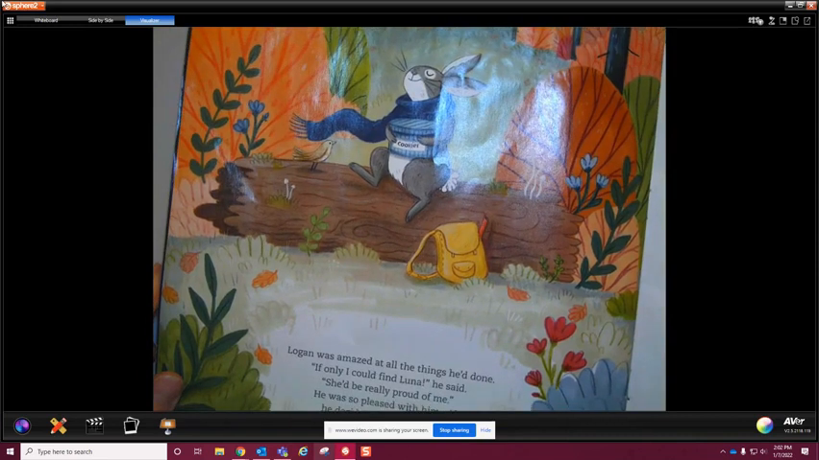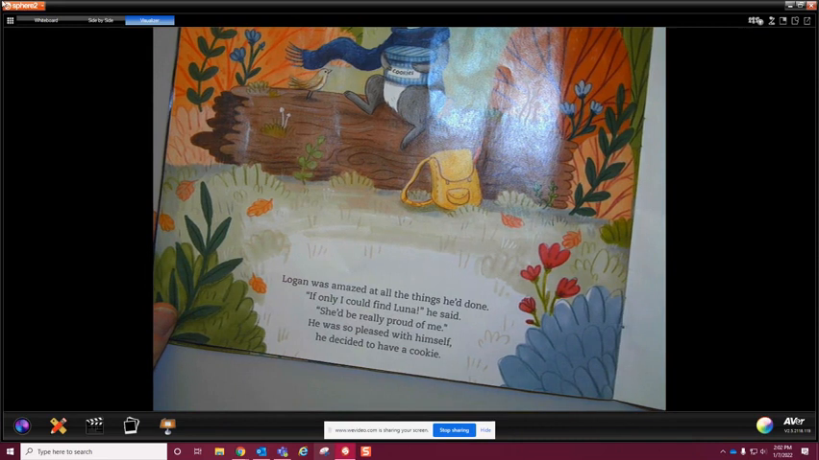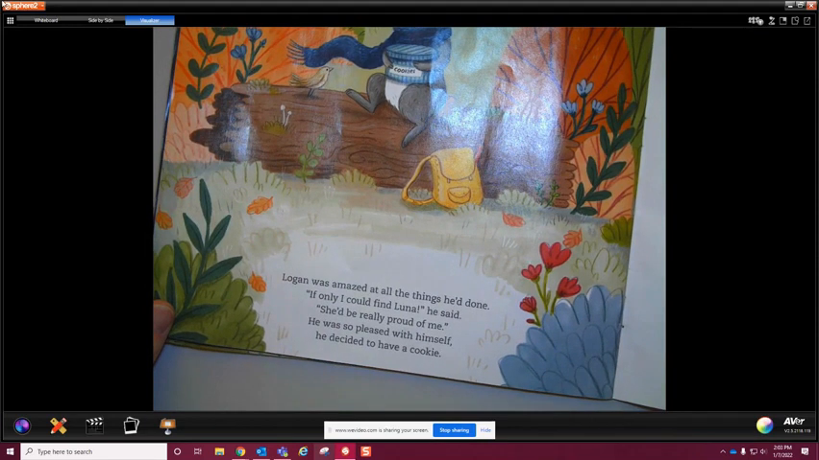Logan was amazed at all the things he'd done. "If only I could find Luna," he said. "She'd be really proud of me." He was so pleased with himself, he decided to have a cookie.